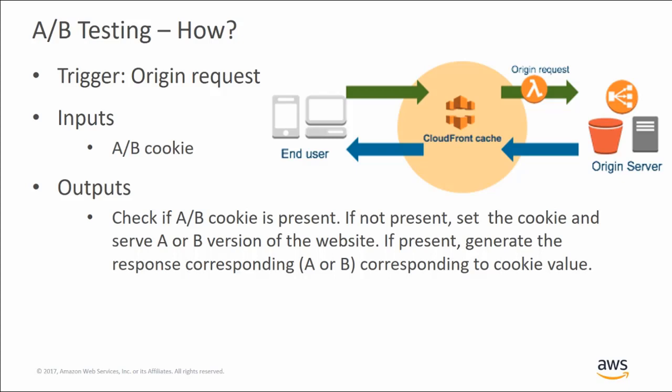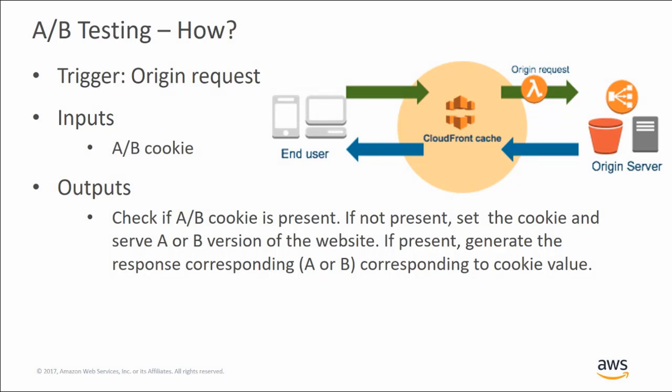It could be, the decision could be a simple flip of a coin, or you could have some logic running in your origin request Lambda function that makes a determination. Once you have determined that, set the cookie with the appropriate version, whether it's version A or B, and send the response back to the user.